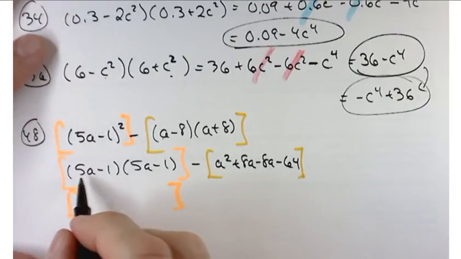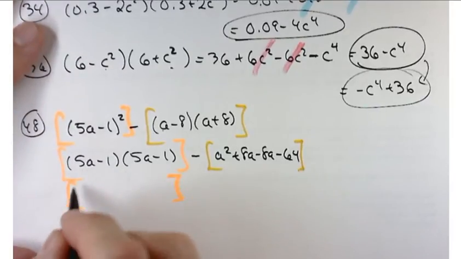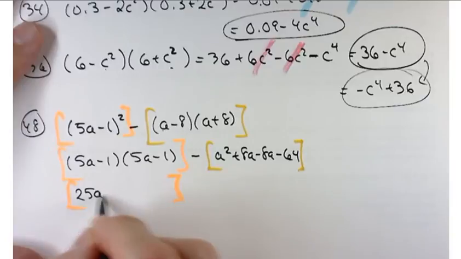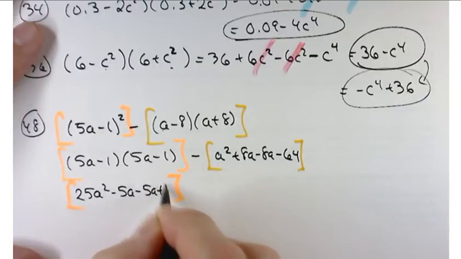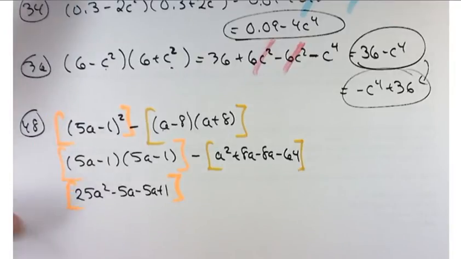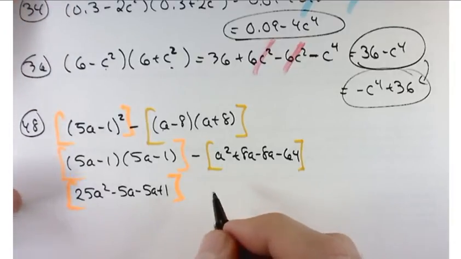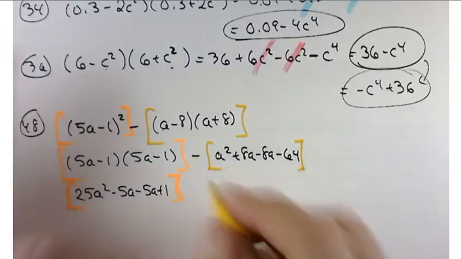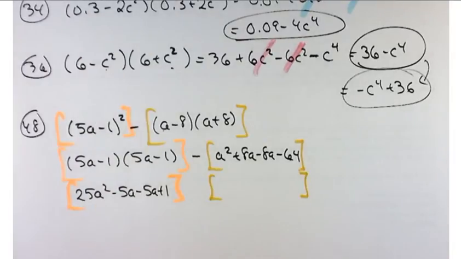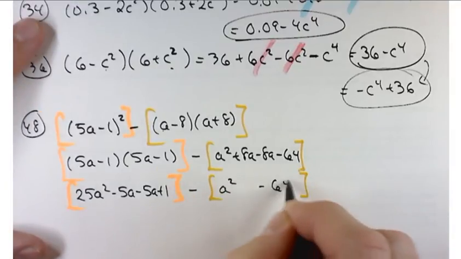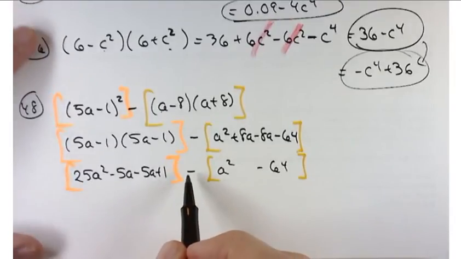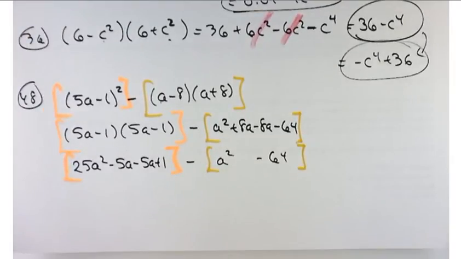Let's do likewise here. We'll FOIL this out. 25a squared minus 5a minus 5a again plus 1. And now we're going to see why I wanted to write those brackets there. It's very easy to make a mistake with the sign here. What has to happen when we subtract these two polynomials? What do you suggest we do?